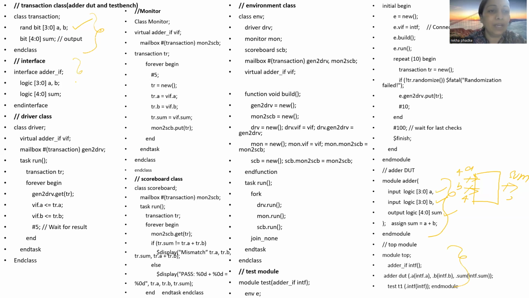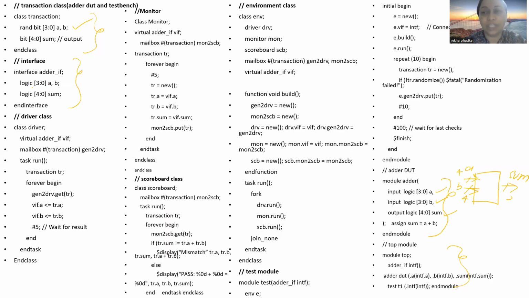Then I'll be converting the port declarations into interface. So we have understood how interface is defined. It's interface followed by the interface name. adder_if is the name which we have given, and we are declaring all the port declarations here. We have A, B, and sum for this DUT. So A, B, and logic.